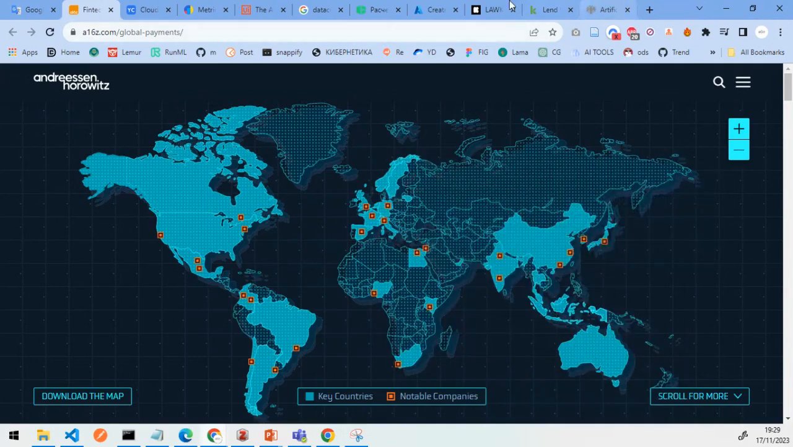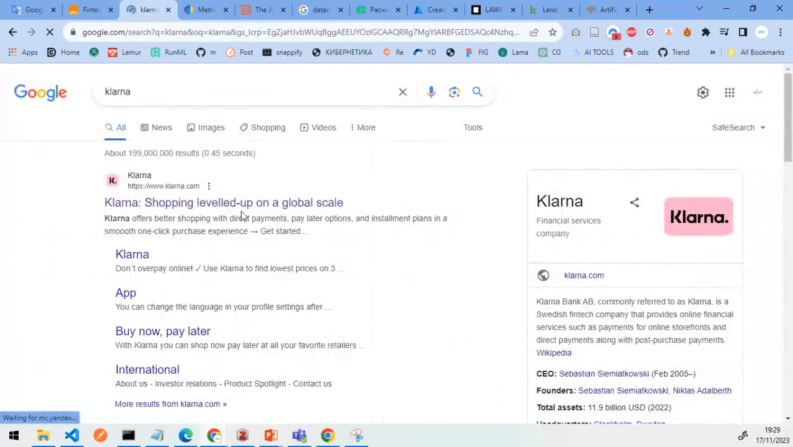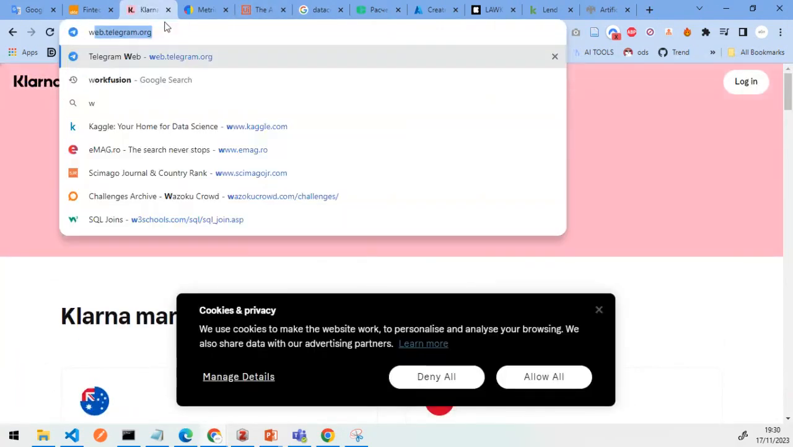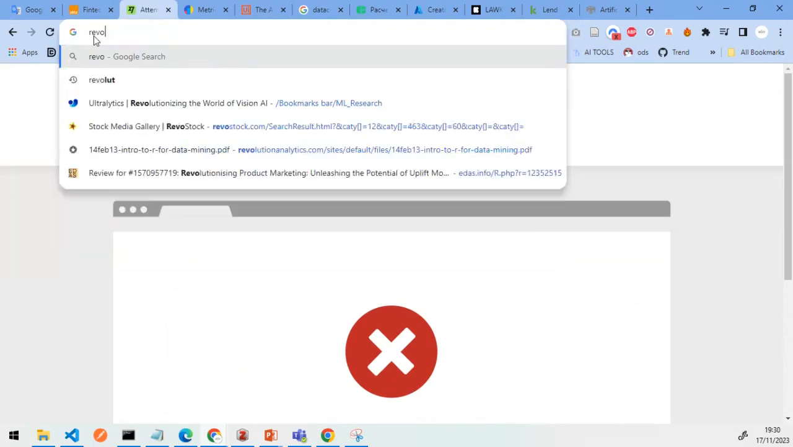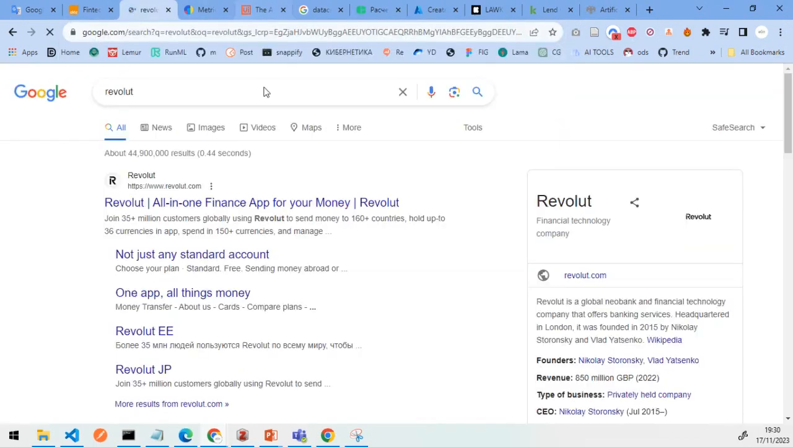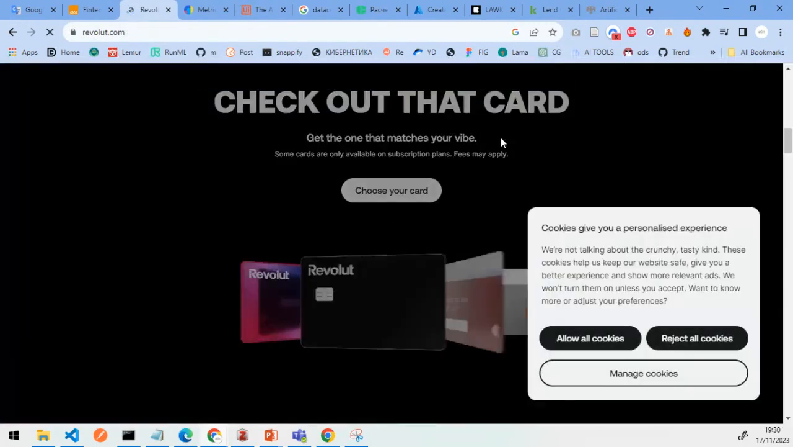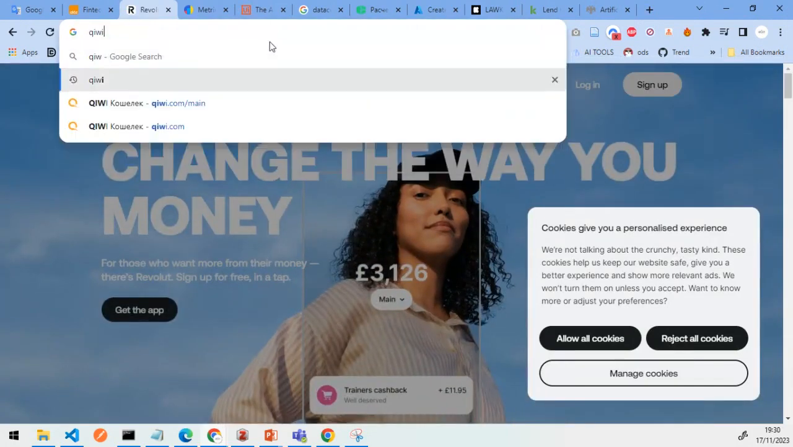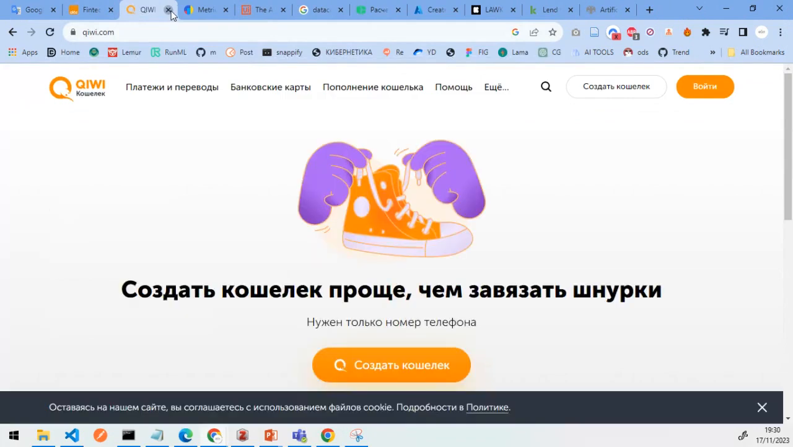So I'm going to mention, for example, Klarna, which is from Sweden. Interesting one. There's also Wise. If you know about Wise, Wise is another one here. Sorry, Russia is blocked. Yeah, there's Revolut. Revolut is also another interesting one. I hope we are not blocked. Yeah, an interesting fintech platform, really massive. There's also Qiwi. If you know Qiwi in Russia, that platform is in Russia.